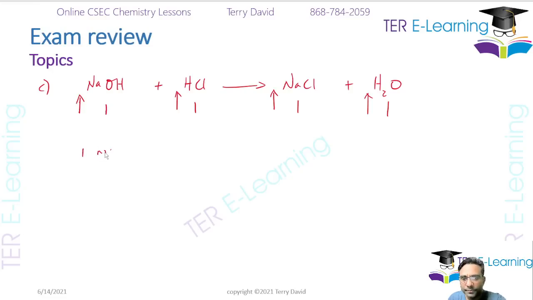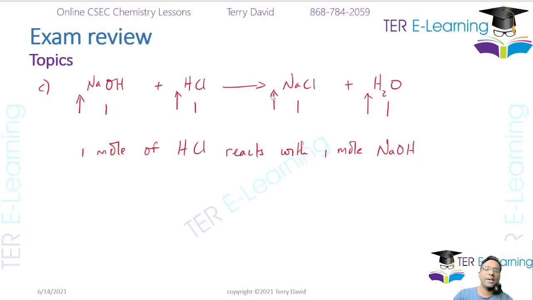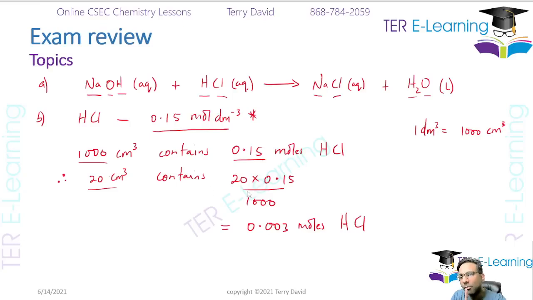1 mole of HCl reacts with 1 mole of NaOH. So 1 mole of the hydrochloric acid is going to react with 1 mole of the sodium hydroxide. But you just worked out how many moles of HCl we had used in this particular titration. You had used 0.003 moles of HCl.